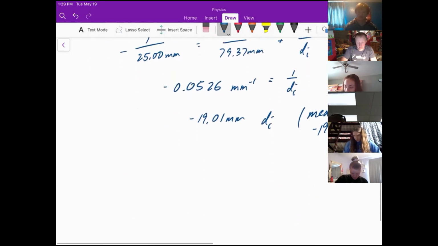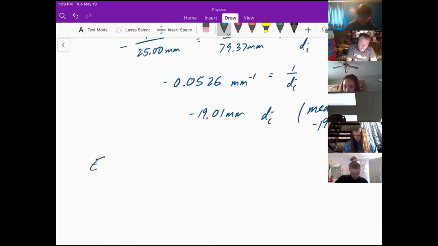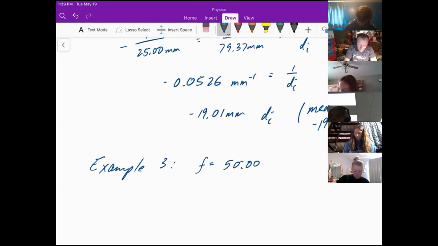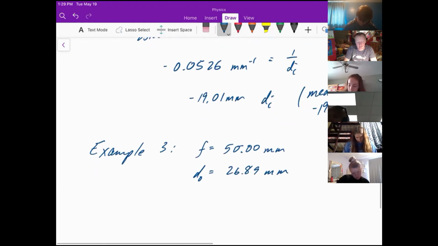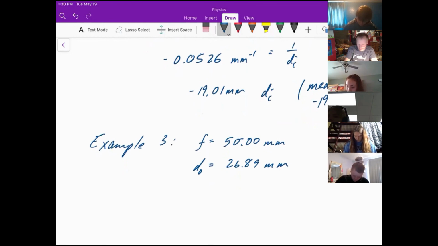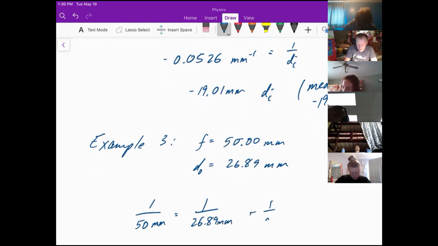And our last example, and now we're bumping into the time here. We had a focal length, I put it at 50 millimeters, and an object distance of 26.89, because I just plopped it down there. And this is the one where the object was inside the focal length, obviously. We treat it the same way. 1 over 50 millimeters is equal to 1 over 26.89 millimeters plus 1 over di.